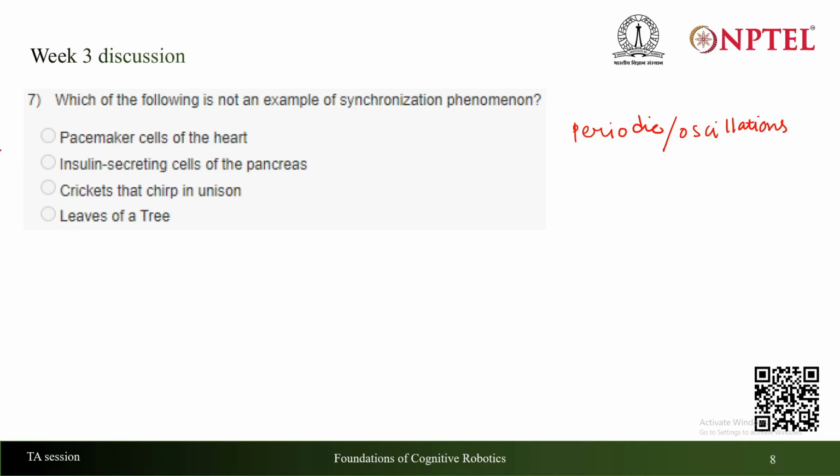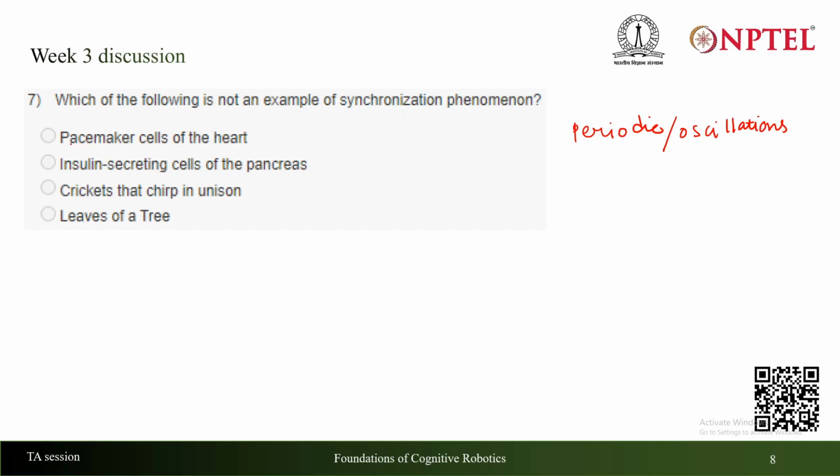So we have four options: a pacemaker, cells of the heart, insulin secreting cells of the pancreas, crickets that chirp in unison, and leaves of a tree. Now which among these does not lead to synchronization?